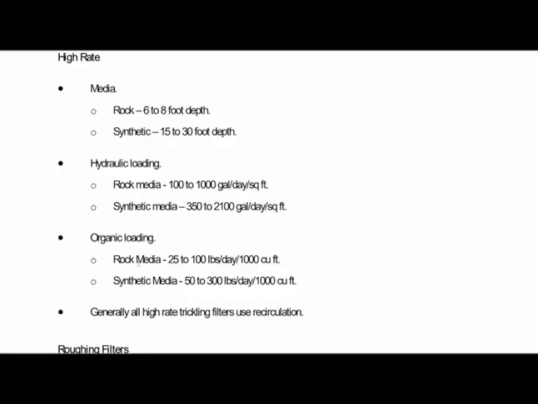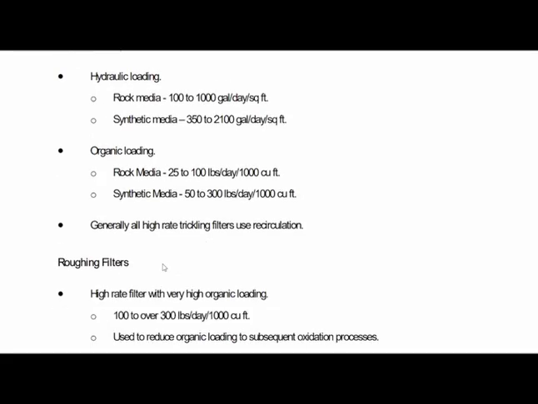Organic loading, rock media is going to be 25 to 100 pounds per day per 1,000 cubic foot. Synthetic media is going to be 50 to 300 pounds a day per 1,000 cubic feet. And generally, all high rate trickling filters use recirculation.